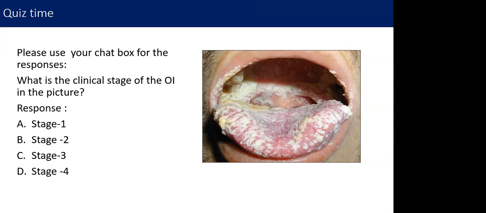So as I said at the outset, if you look into the clinical examination of the oral cavity, it will give you good clues about when to start cotrimoxazole prophylaxis in addition to antiretroviral. Next slide, please.